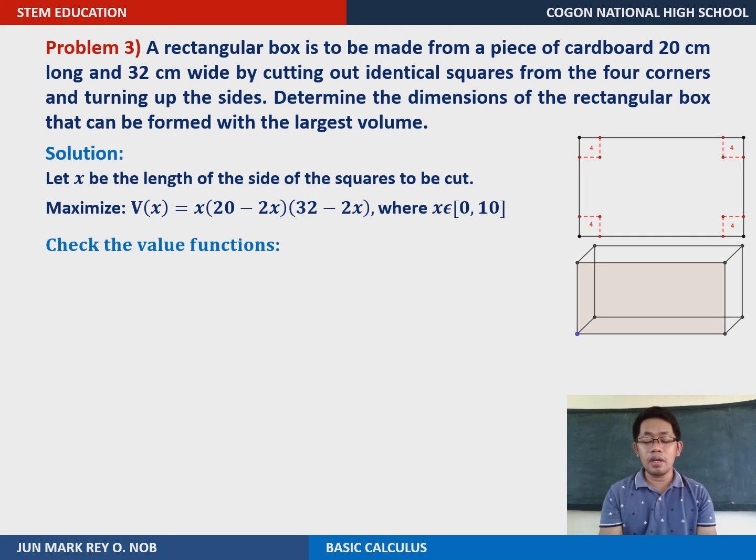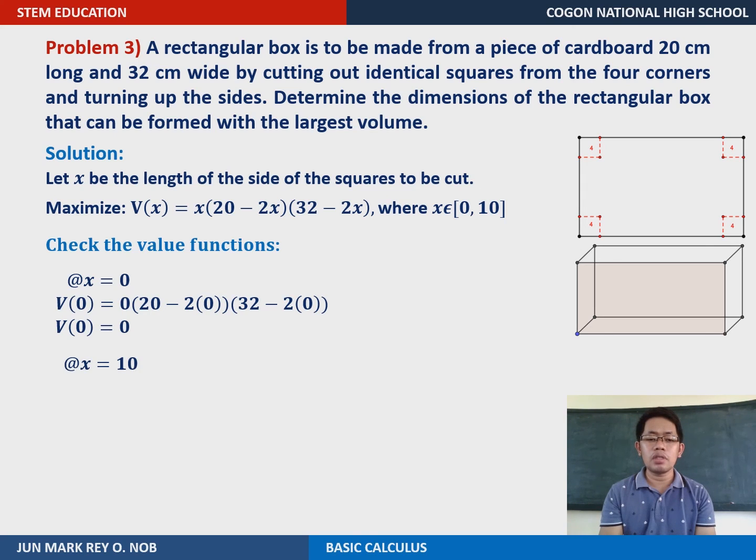starting from the endpoints. So at x equal to 0 as the lower limit of the given interval, the volume is actually 0. It tells us that when x is equal to 0, when you are not going to cut any square at all along the four corners, of course you cannot form an open rectangular box. Now, what about the upper limit of the given interval?